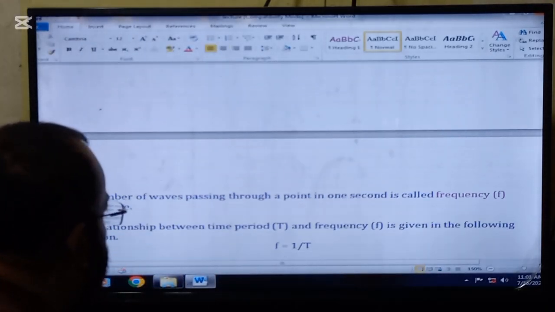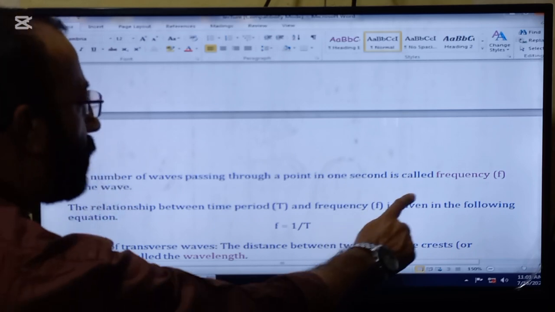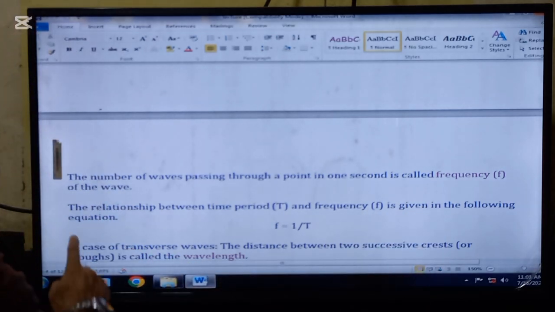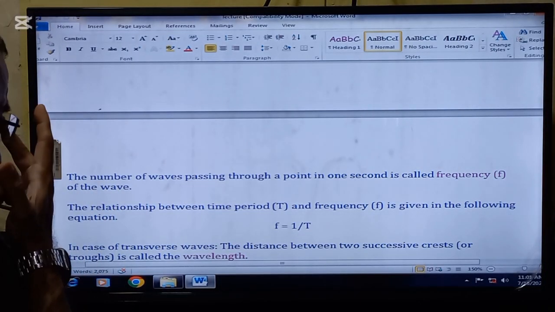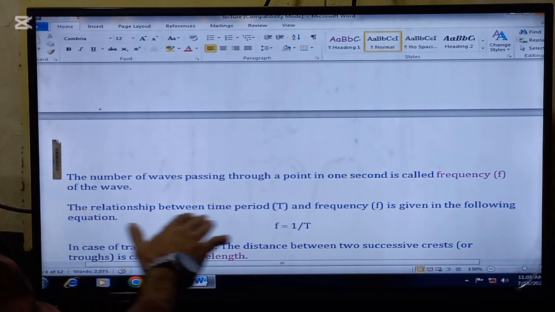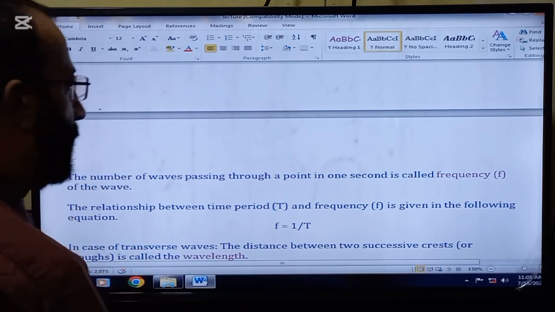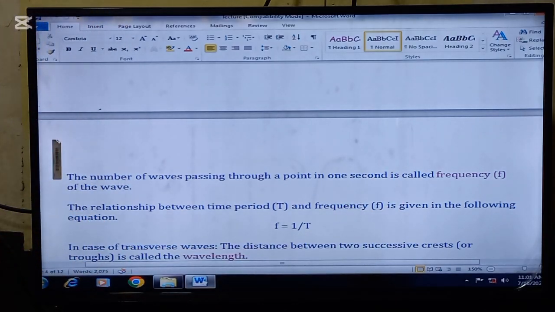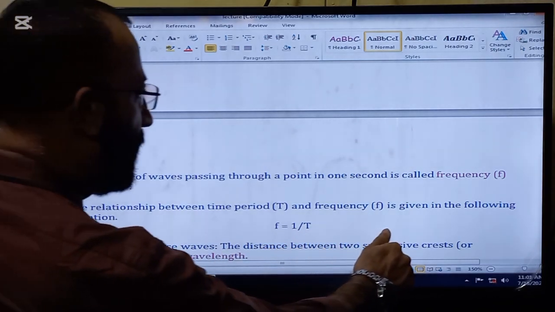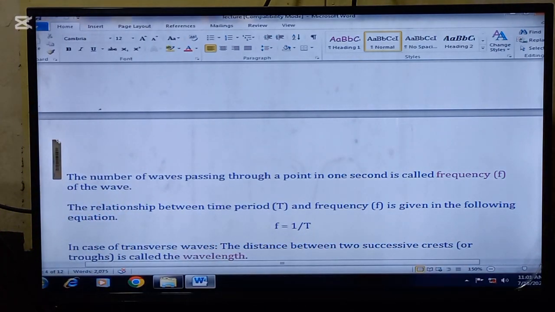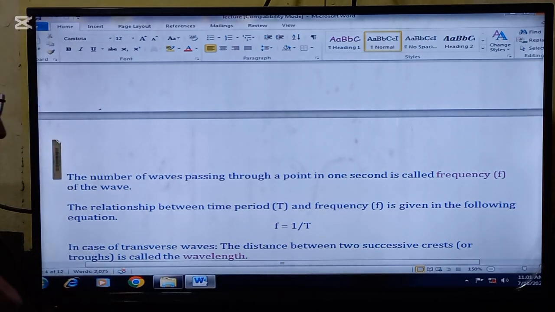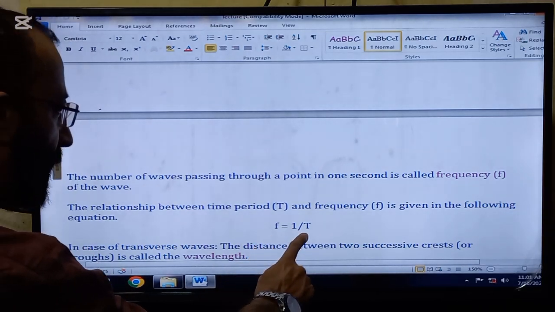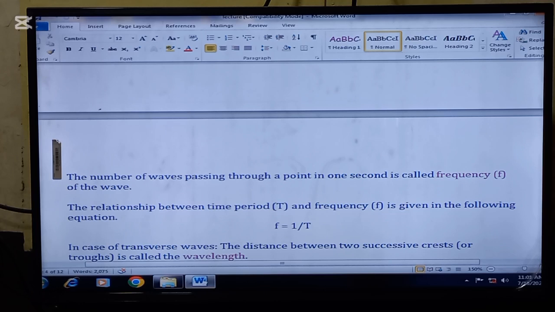The number of waves passing through a point in 1 second is called the frequency of the wave, represented by small f. The relationship between the time period and the frequency is given in the following equation. So f is equal to 1 over T. This is the relationship between the frequency and the time period.